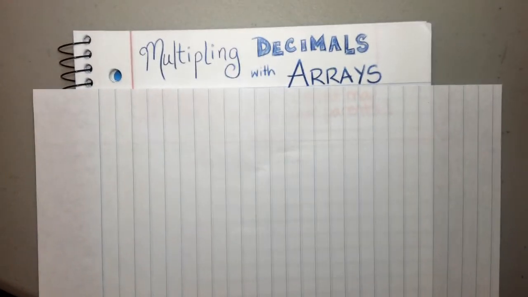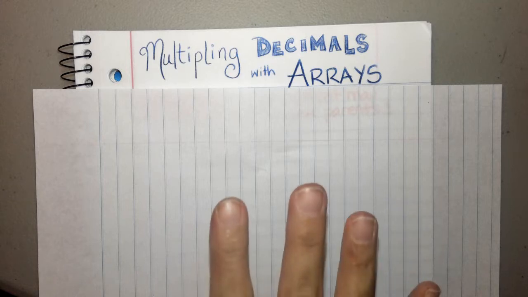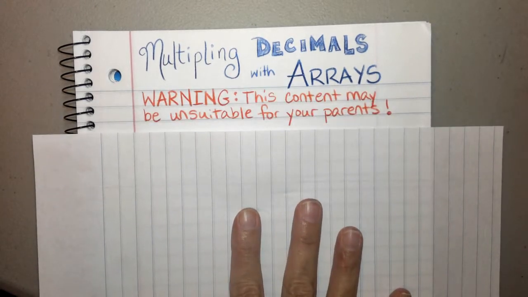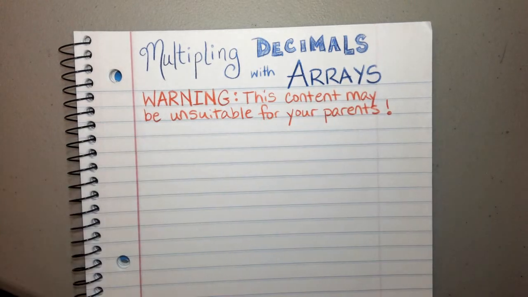Alright, so today we're doing multiplying decimals with arrays. And before we get going too far, I'm just going to offer you this warning. This content may be unsuitable for your parents. Okay? And what do I mean by that?